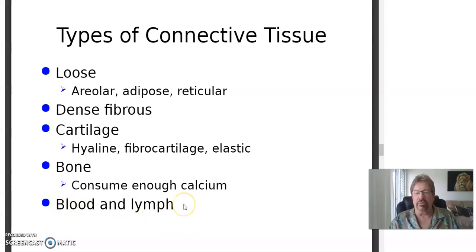Blood and lymph fluid are connective tissues. We know what blood is. Remember we talked about the lymphatic system. I said there's two circulatory systems in the body. They are indeed connective tissues. They may not seem like it. You don't think of something liquid being the same as cartilage, and it's not, but it's still a connective tissue.